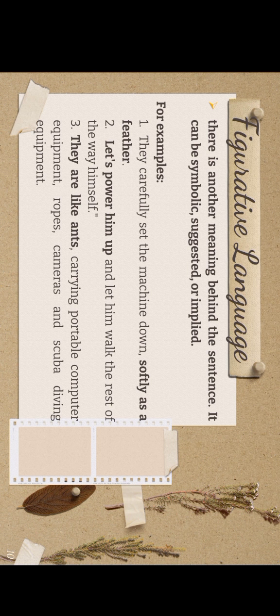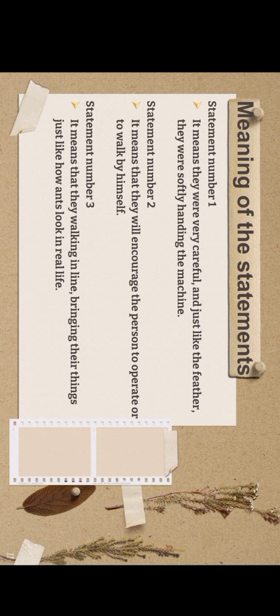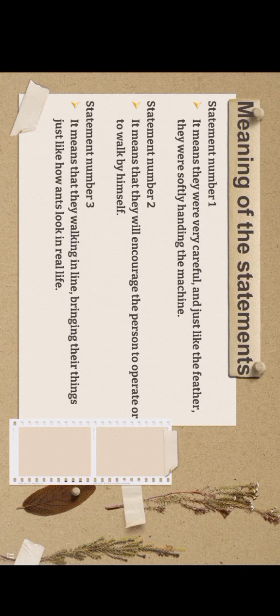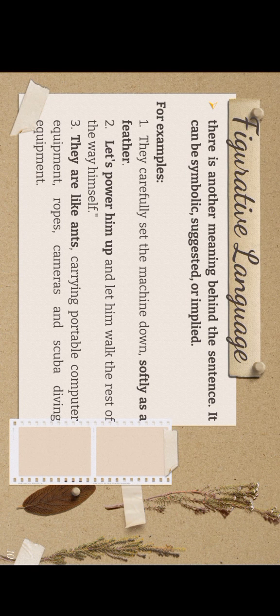Softly as a feather. That is the figurative language in example number one. Let's see the meaning of the statement: they carefully set the machine down softly as a feather. In statement number one, it means they were very careful and, just like a feather, they were softly handling the machine. So it's very different, right, from the literal meaning. The figurative meaning of the text is very different, but it means the same; the construction of the sentence is different.